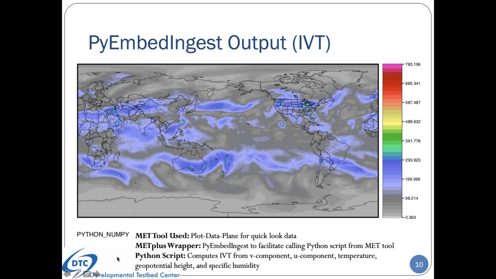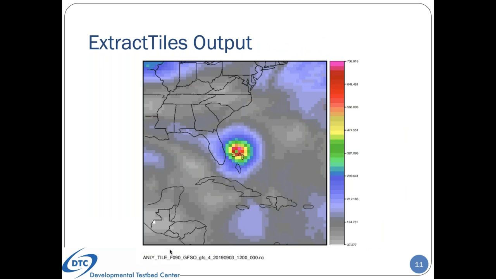So this script, which was provided by Taylor Mandelbaum, computes IVT from the V component, U component, temperature, geopotential height, and specific humidity. The nice thing about having the capacity for these Python scripts is you can calculate kind of complex diagnostics or metrics based on multiple fields. And the red square is over the feature of interest, which is Dorian.